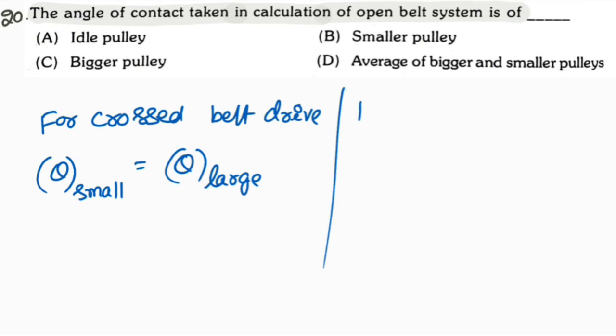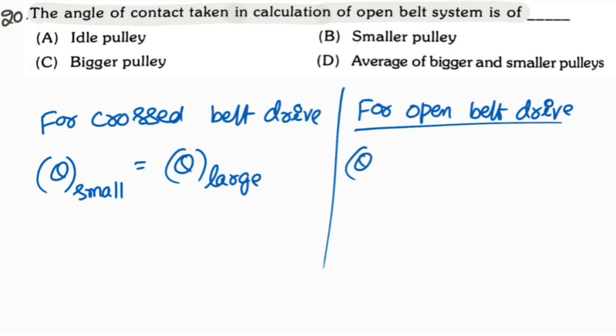Whereas for open belt drive, the angle of contact in the smaller pulley is smaller than the angle of contact in the larger pulley. Since the slip is more when the angle of contact is less, therefore the slip will be occurring more in the smaller pulley. Based on that smaller pulley angle, we are going to design the open belt drive.